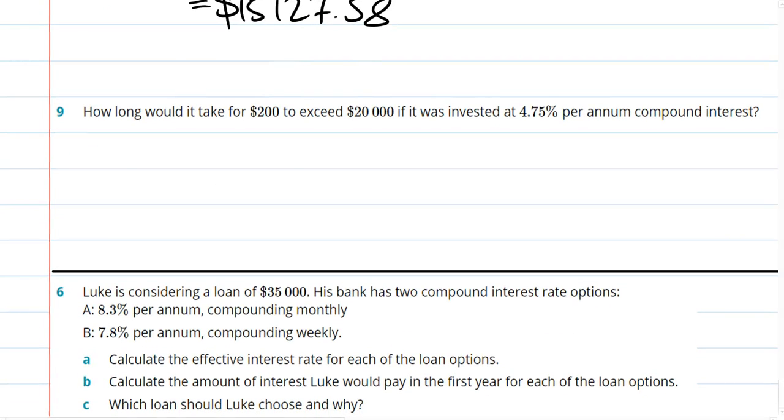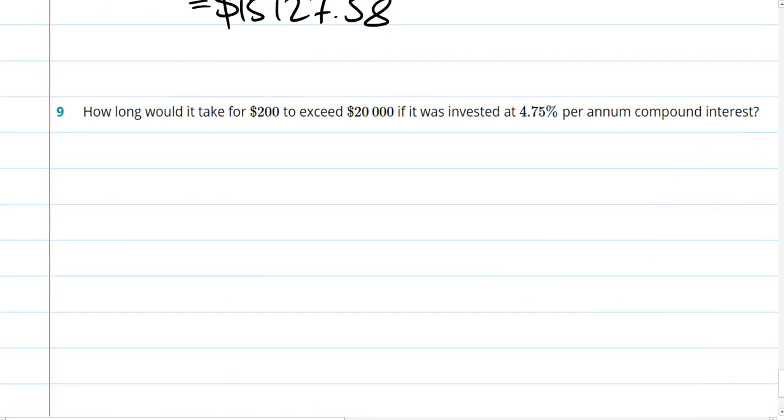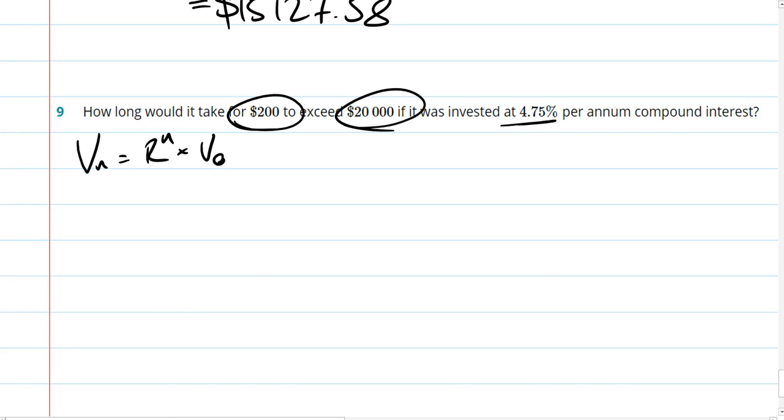Finally, just looking at this last question here: how long would it take for $200 to exceed $20,000 if it was invested at 4.75% per annum compound interest? What we're going to do is make our Vn equals R to the power of n times V0, where 200 is going to be V0. R is going to be a form of 4.75, and we're going to find $20,000 and solve for n.